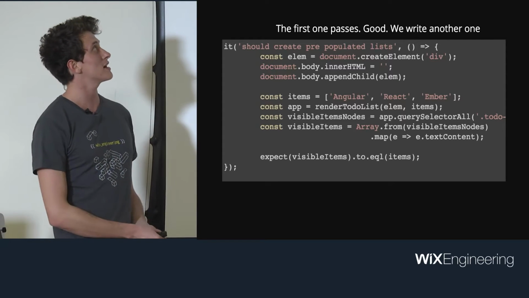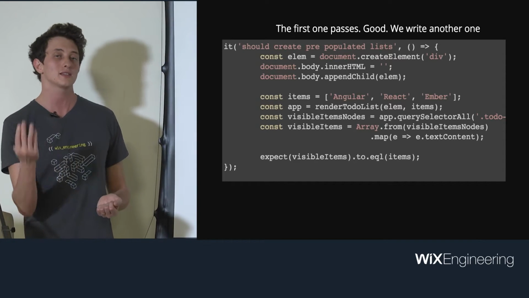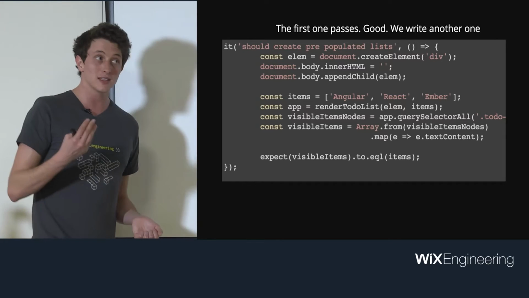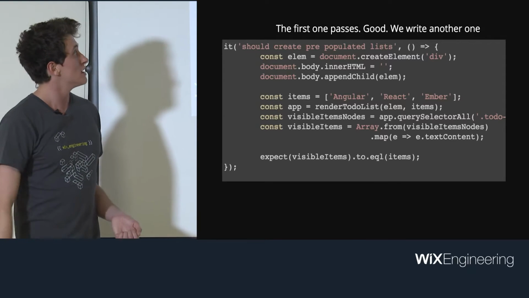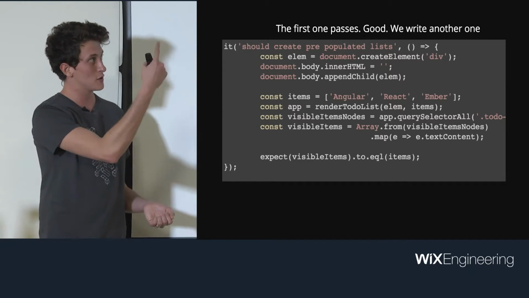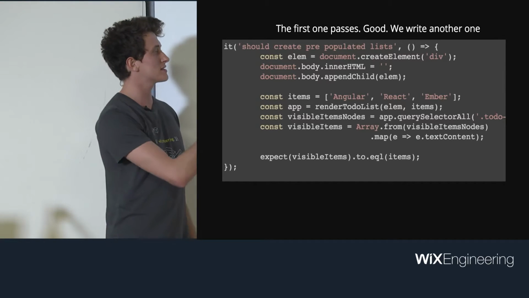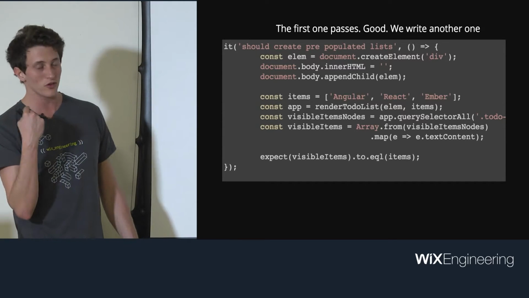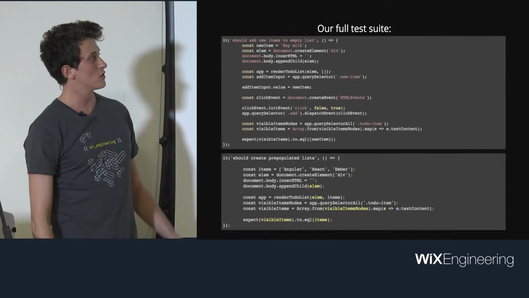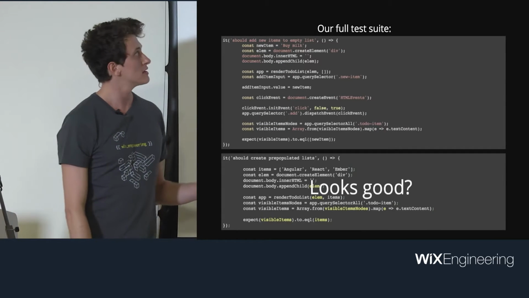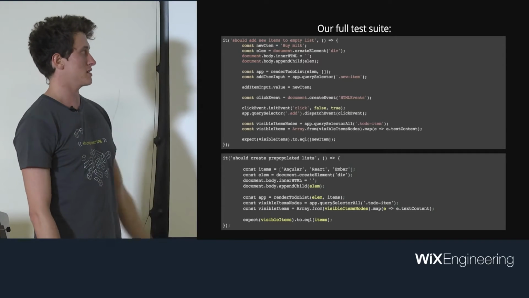So the second test I want to create, the second feature, is that my to-do app will work with pre-populated items. For example, I can pass it a list of items, and it will render the items in the app. So I have three items, Angular, React, and Ember. I render the app with those items, and then I want to see that the visible items, like I did before, are equal to that list. So our full test suite looks like this. We have the test above, the first one, and the second one.